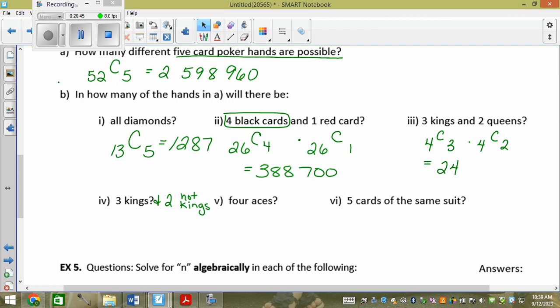Try that one out. So how many kings are there? 4. You're right. 4C3. And how many not kings? How did you figure that out? Math. Take 52 and subtract 4. So you take the total number of cards and you take all the kings off. So 52 minus 4, you get 48, right? That's it. So 48C2, and what do we get for our answer?